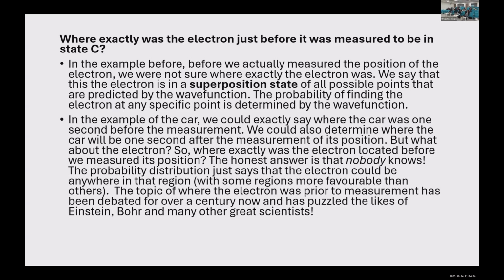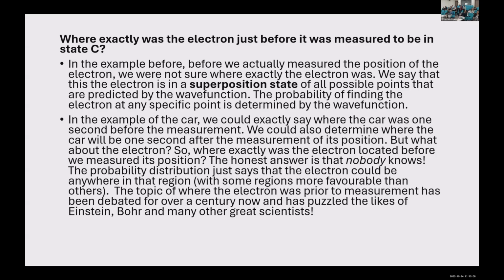In the example of the car, we could exactly say where the car was 1 second before the measurement, right? In classical physics, you can say that. We could also determine where the car will be 1 second after the measurement of its position, right? Let's say you measured where the car is located, you can use x equals v times t, and you can determine the position 1 second after.